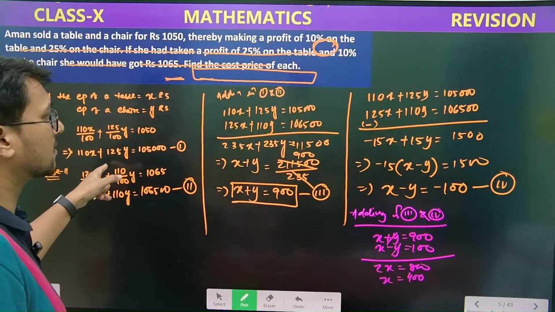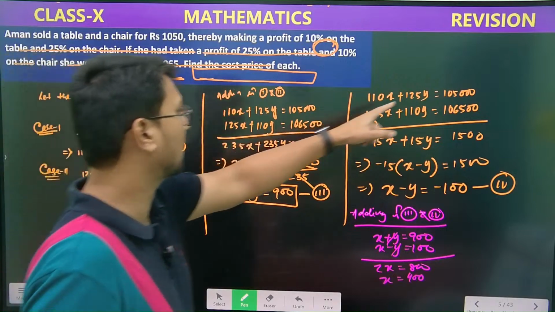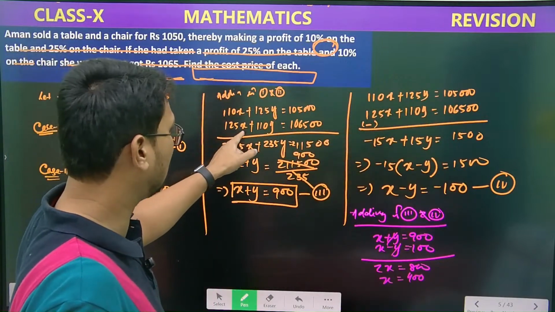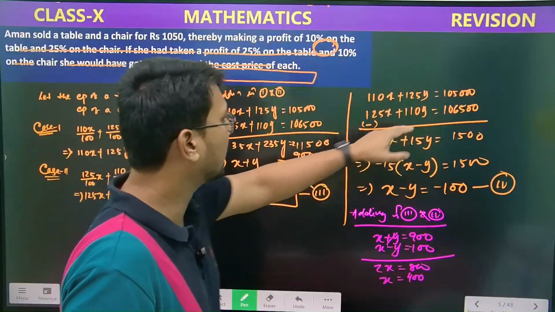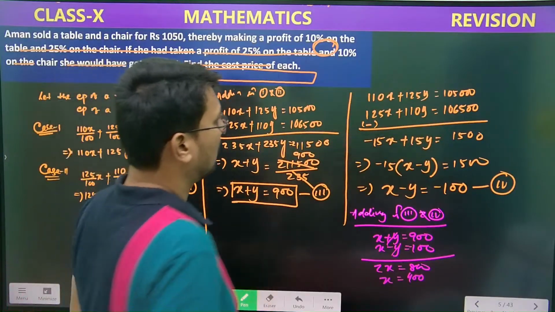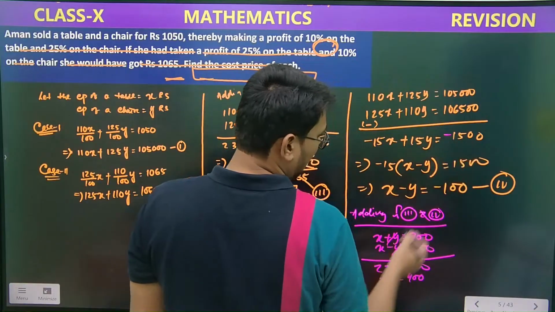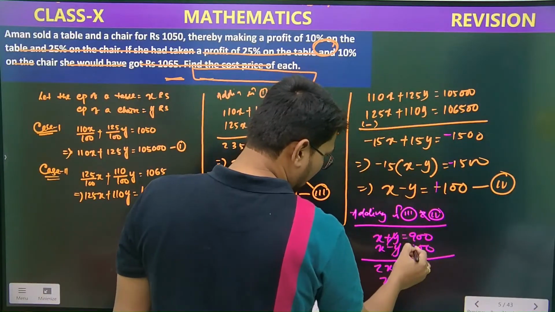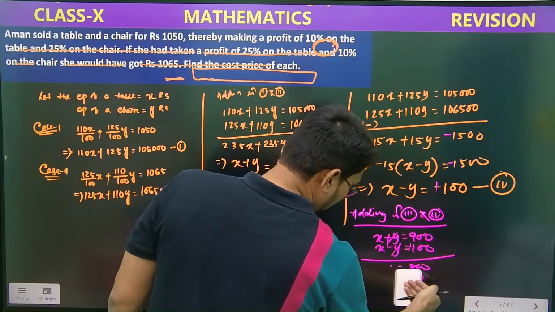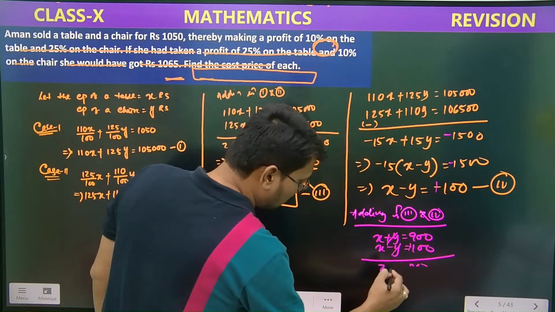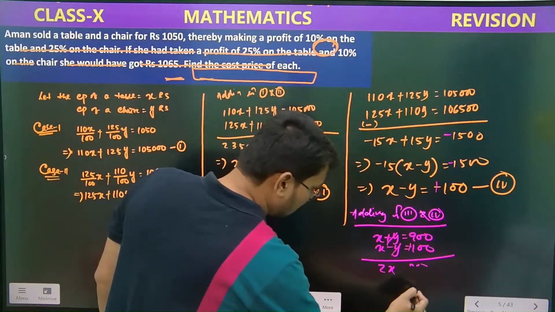If you subtract, minus how much? 110x plus 125y is 105,000. And this is 125x plus 110y equals 1,065,000. Oh, this is minus 1500, right? This is minus 1500, so therefore this is plus 100. So here we have made a mistake. Y cancelled.